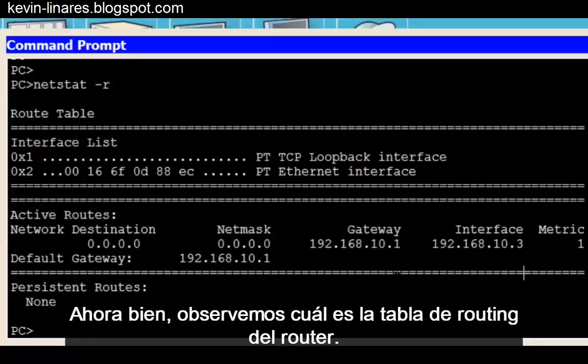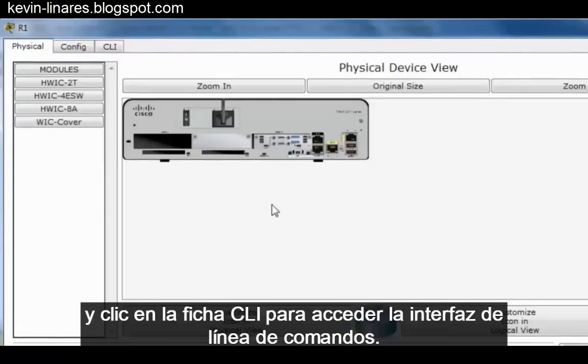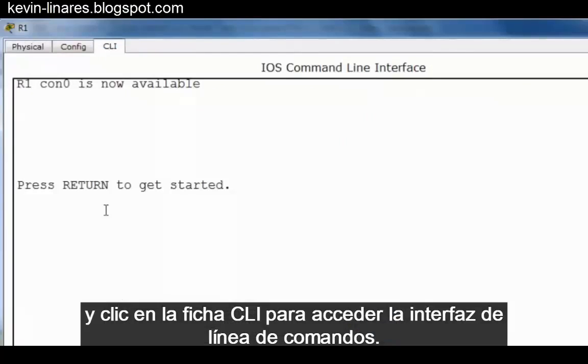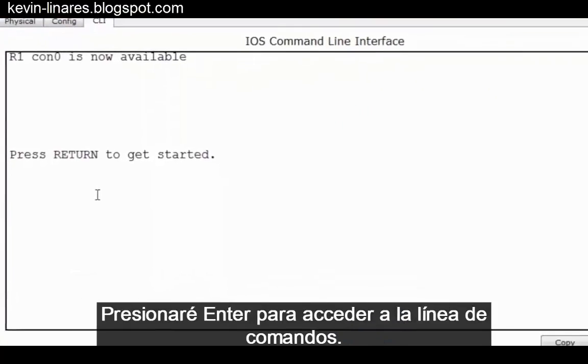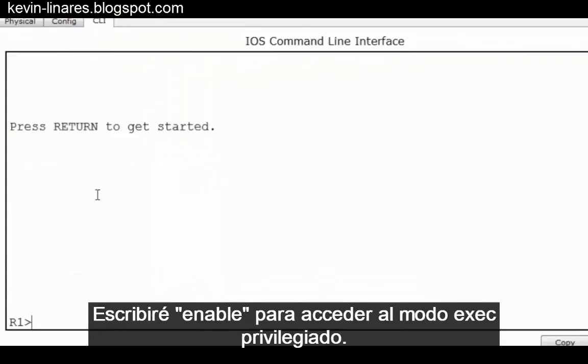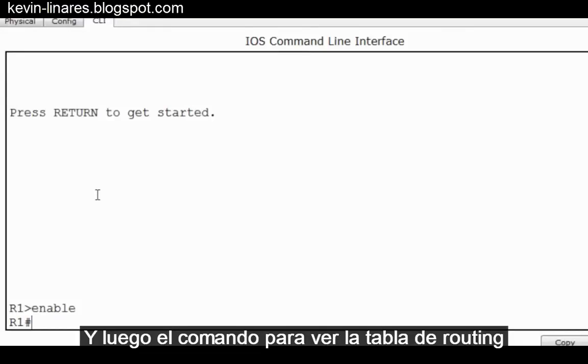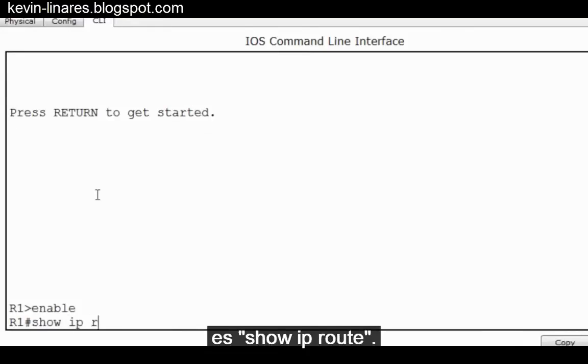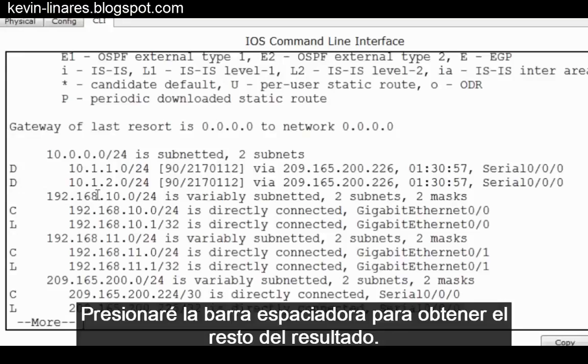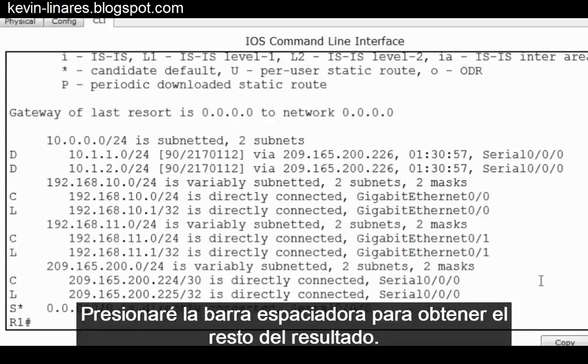Now let's take a look at the router's routing table. To look at the router's routing table, I'll click on router R1, click on the CLI tab to get to the command line interface. I'll press enter to get to the command line. I'll type enable to get to privileged exec mode, and then the command to see the routing table is show ip route. I'll press the space bar to get the rest of the output.